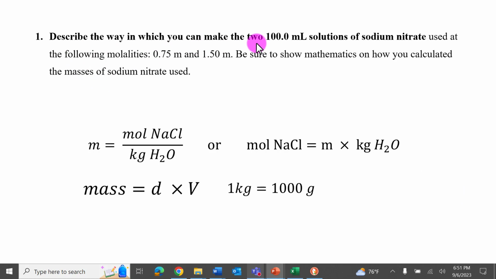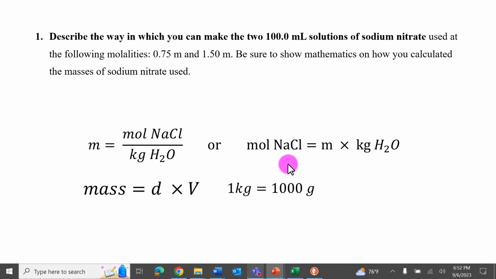Describe the way in which you can make the two 100 milliliter solutions of sodium nitrate that were used in the previous table with these molalities, 0.75 and 1.5. Now this follows exactly the same calculation as the one for sodium chloride. I have NaCl here, but it's supposed to be sodium nitrate, NaNO3. I made a mistake here.